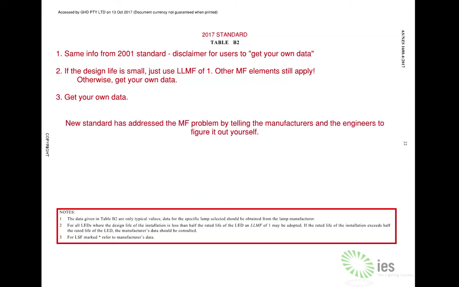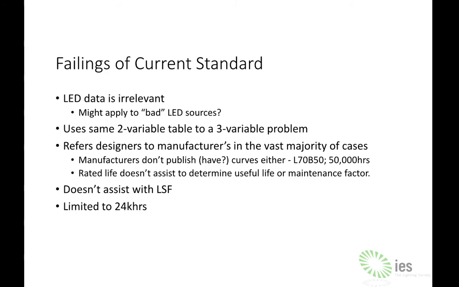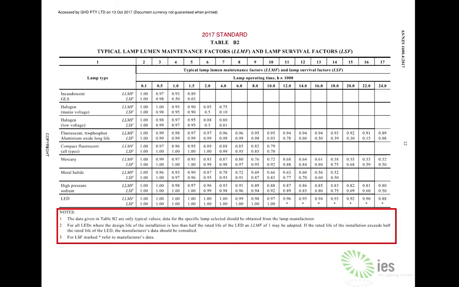So it's really just solve the problem of LED by telling it's your problem, which hasn't solved any problem, has it? Because that's what we had previously. We were previously told to get our own data because we had no information, and as a result, we used 0.8. So this new standard has addressed the problem of maintenance factor for LED by telling us that what you're doing is whatever. That's the response I get out of that. Congratulations, whatever. So the failings of the new standard, the LED data, I don't know if you actually read that data there. I just found it completely irrelevant.